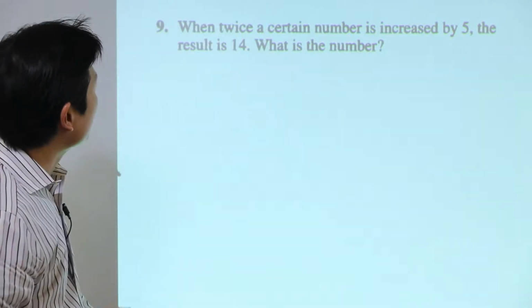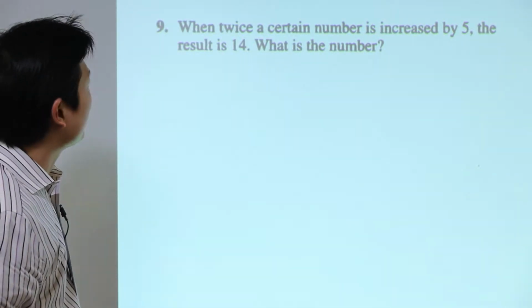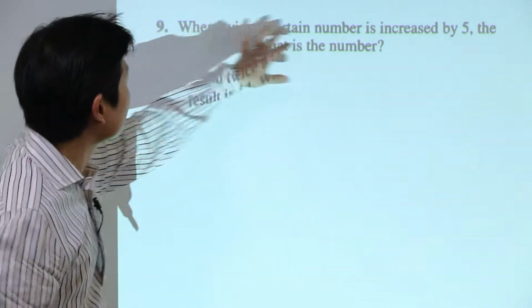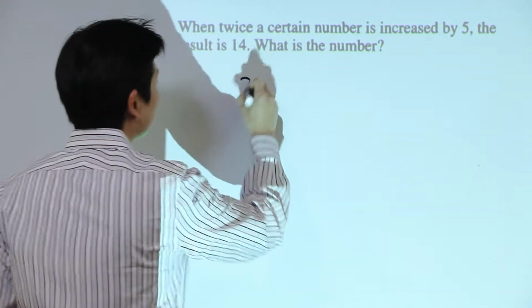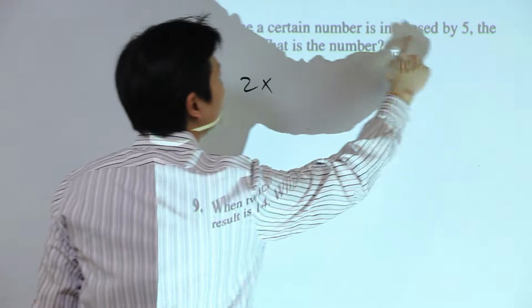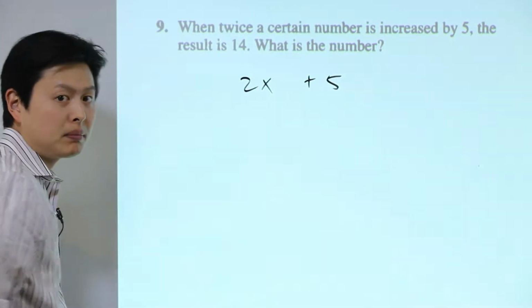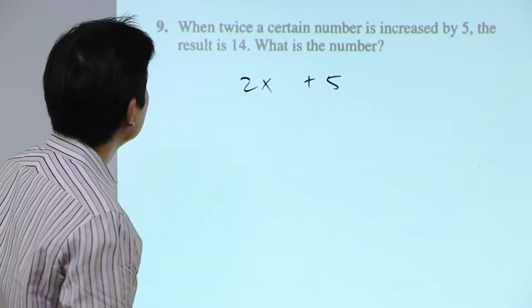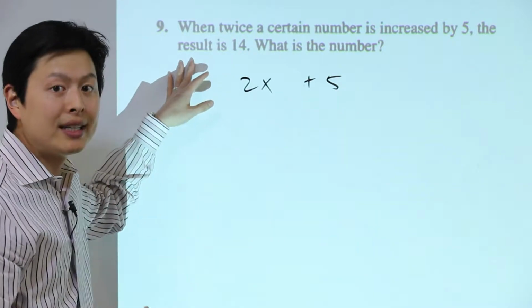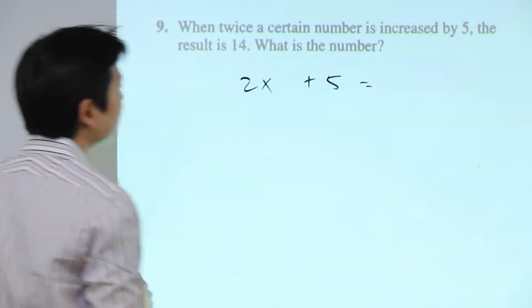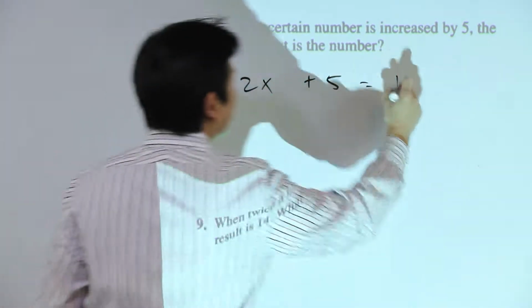Okay, in this one it says, when twice a certain number is increased by 5. So how do I write that one? When twice a certain number, twice a number, that's 2 times x, is increased by 5, so that's a plus 5, right? We're increasing by 5 from the 2x that we had. The result is 14. The result is also means equal sign, right? Equal sign. 14, and that's the answer.